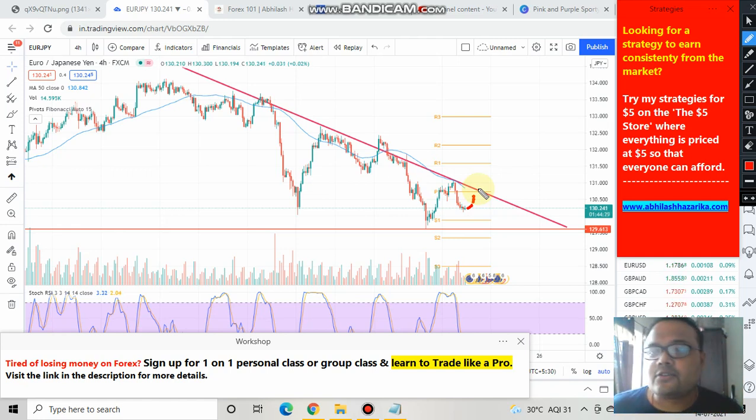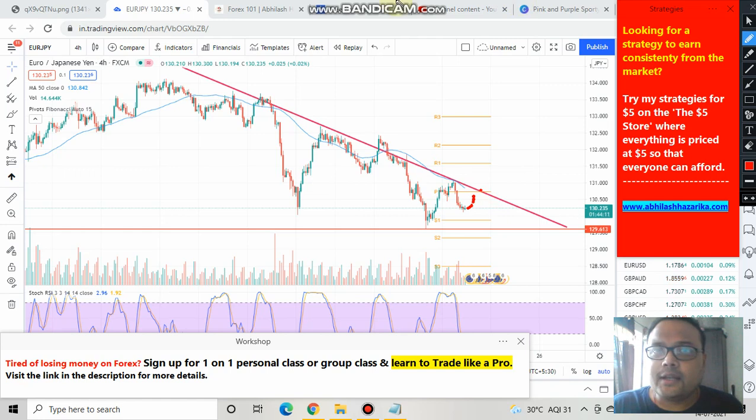If you see price struggling near the resistance, if you see that price is unable to cross the trend line, once you get the confirmation that the trend line is still acting as a resistance for the market, then you can also short the market at the trend line.